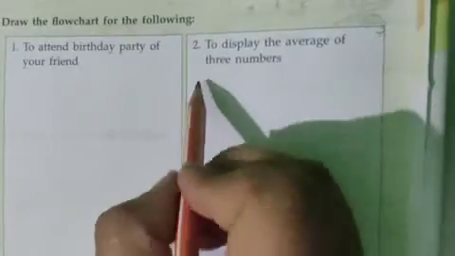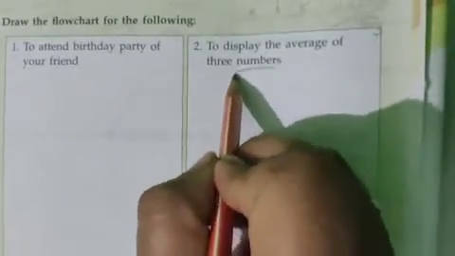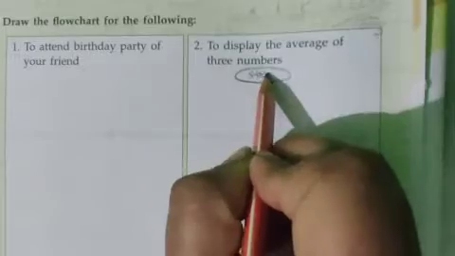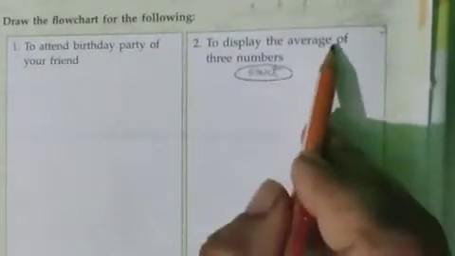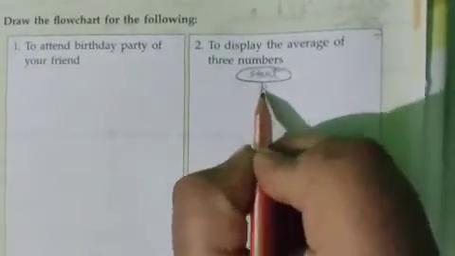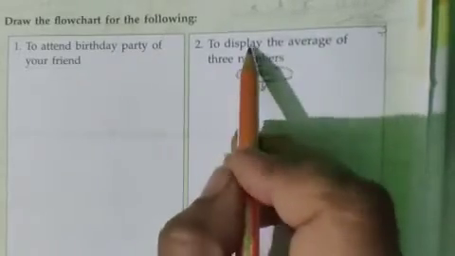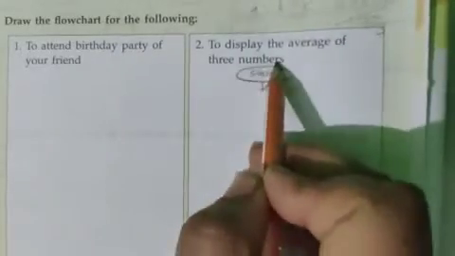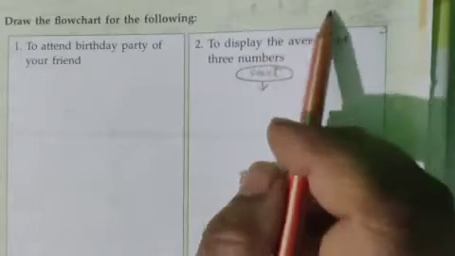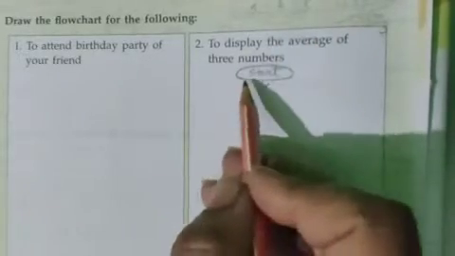The first step is start. Draw an oval shape over here. The first step is start. To display the average of 3 numbers. Then draw the flow line. Then you have to display the average of 3 numbers. So for this first step, you have to take the 3 numbers.